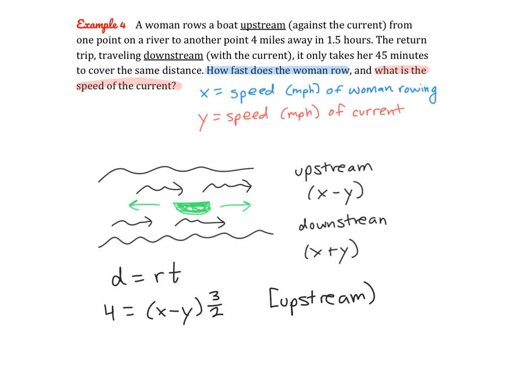For going downstream, we still have the same distance, but this time, remember, our overall rate is x plus y. It's the speed you're rowing plus the speed of the current, because it's actually helping you go faster. Now this time it takes 45 minutes. Let's write that in terms of hours, because we want our units to be miles per hour. So that's 3/4 of an hour. So 3/4. And again, this is our downstream equation.